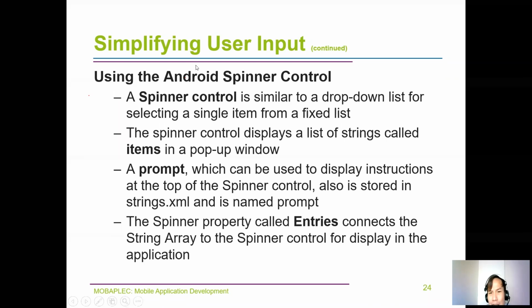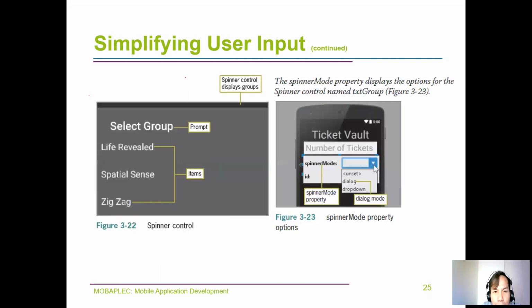So take note of the definitions, because by next week you will have your quiz for chapter 1, including this chapter 2. Okay, 1 and 2. Just want to remind you. Then the spinner property is called an entry. So take note, the properties are the entries that connect with the array and display in the application. So actually that's more on definitions.